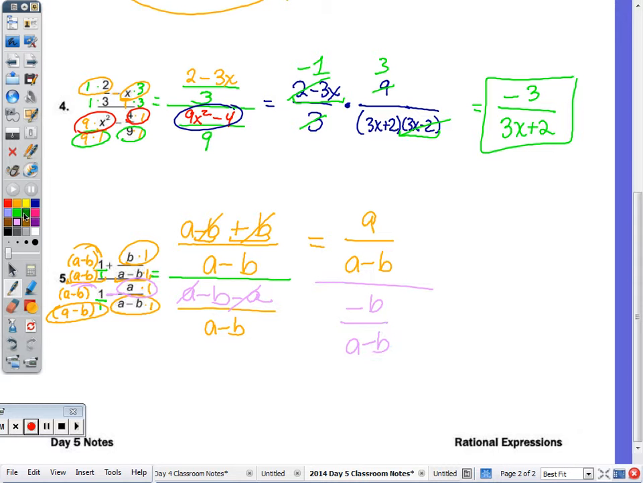Keep, change, flip. Well, this one's a little bit easier, as when I do the keep, change, flip, there's nothing to factor. There's no GCFs, there's no dots, there's no trinomials. So when I keep it the same, it's a over a minus b. Change, flip, a minus b over negative b. Cancel those. We're left with a over negative b.